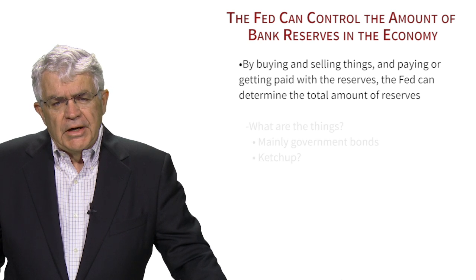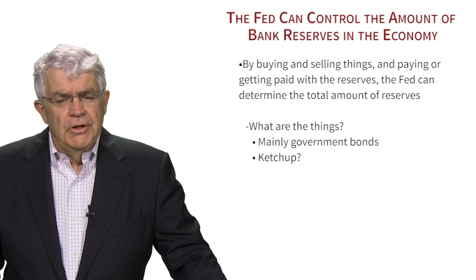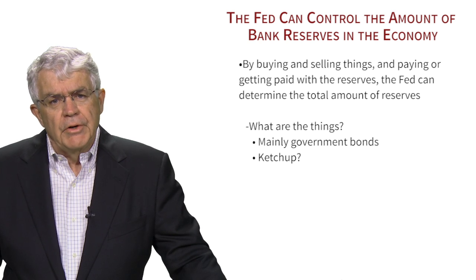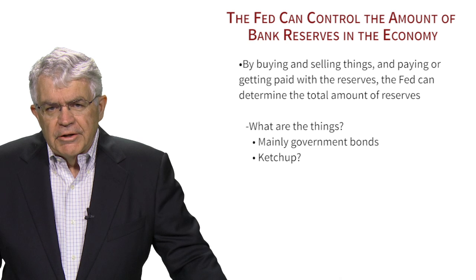And the example is ketchup. If the Fed went out and wanted to buy more ketchup, it could pay for that ketchup by increasing bank reserves, crediting banks with deposits on itself. So the general idea is that by buying and selling government bonds, the Fed can control the amount of bank reserves.